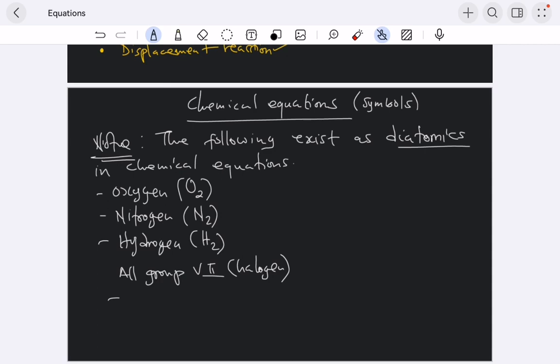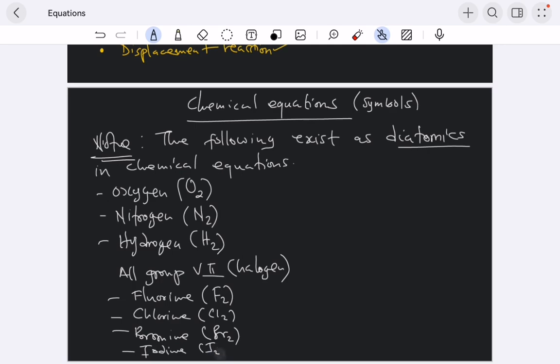All the halogens are also written as diatomics. So we're looking at fluorine is written as F2, chlorine Cl2, bromine Br2, iodine, and astatine. So all these are written as diatomics.